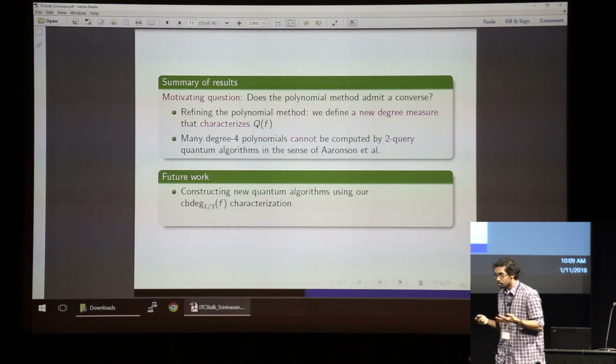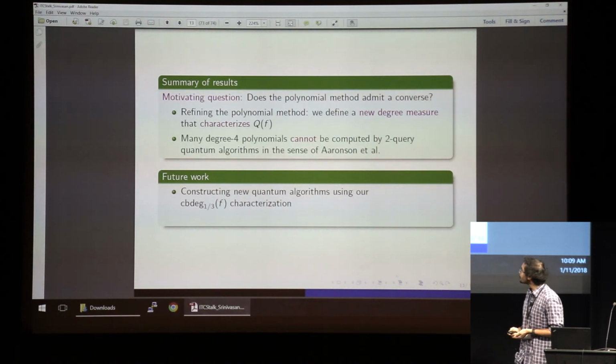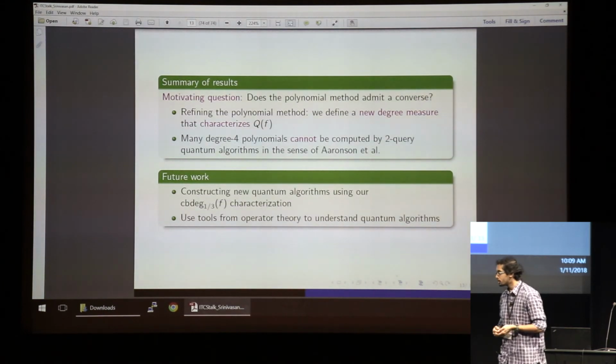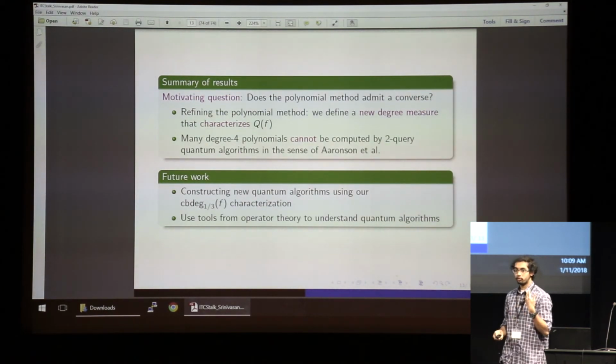Can we use this to construct new quantum algorithms? And secondly, the crux of our theorem actually came from a very old result in operator space theory. It'll be interesting if we can use results from operator space theory to give either new lower bounds or better upper bounds for quantum query complexity.